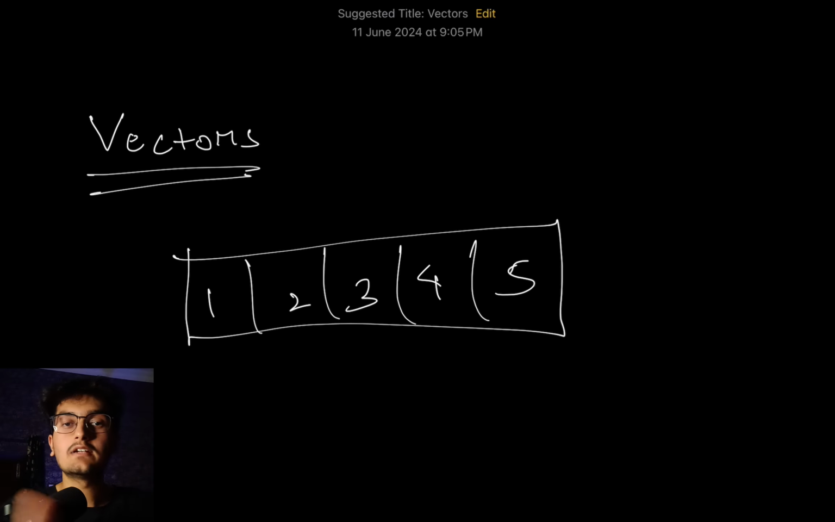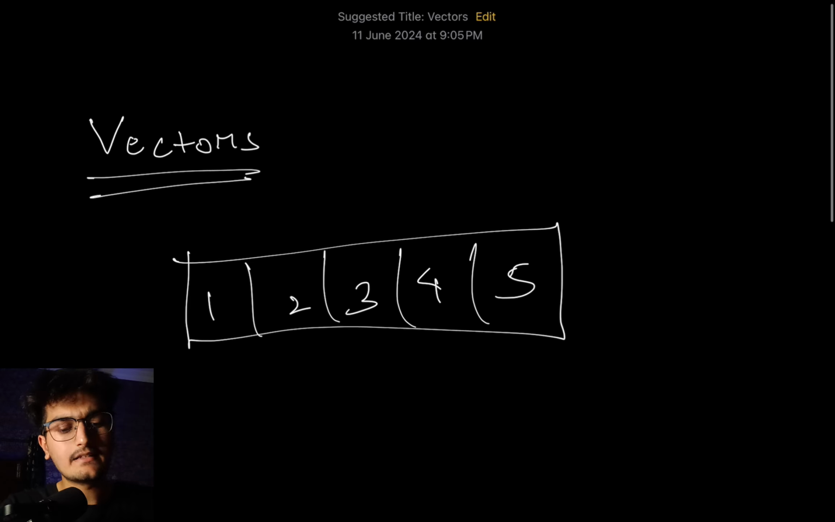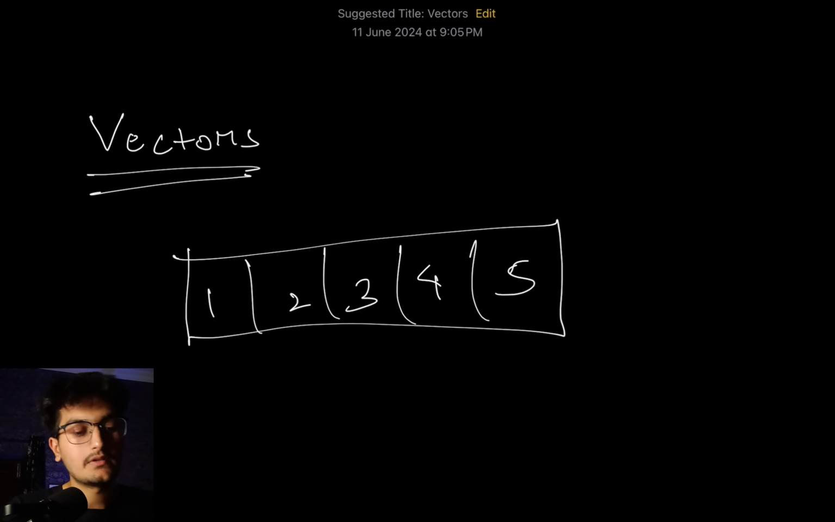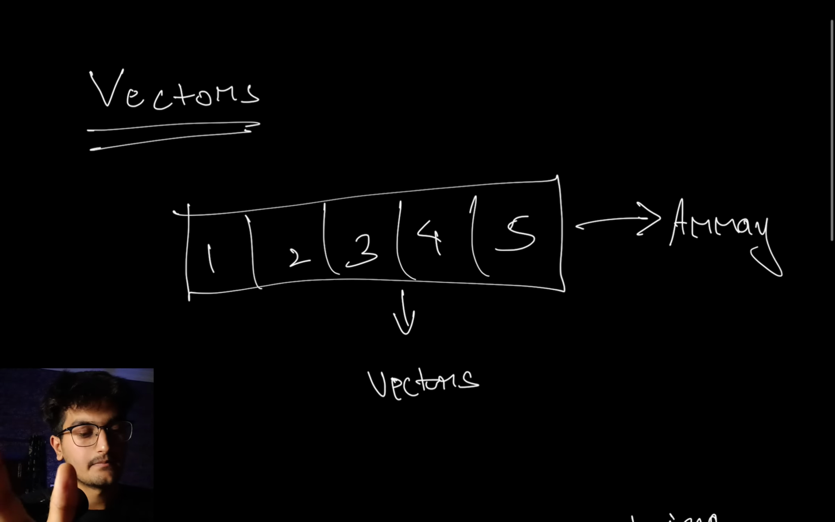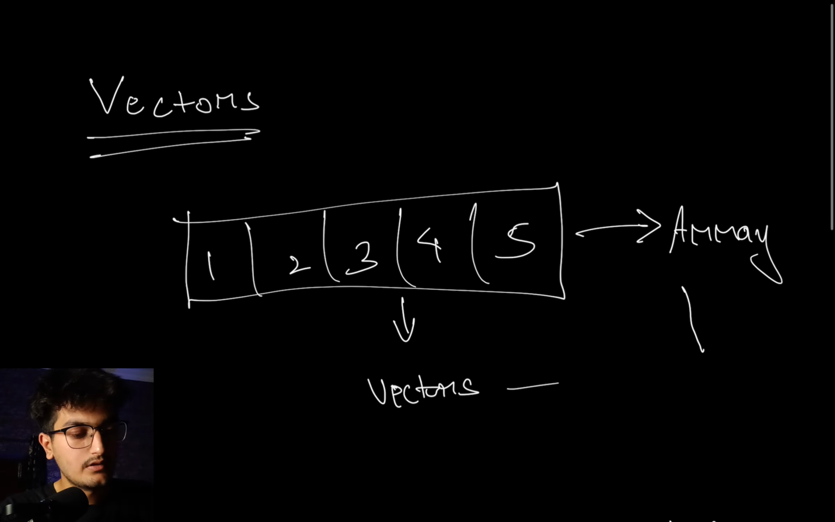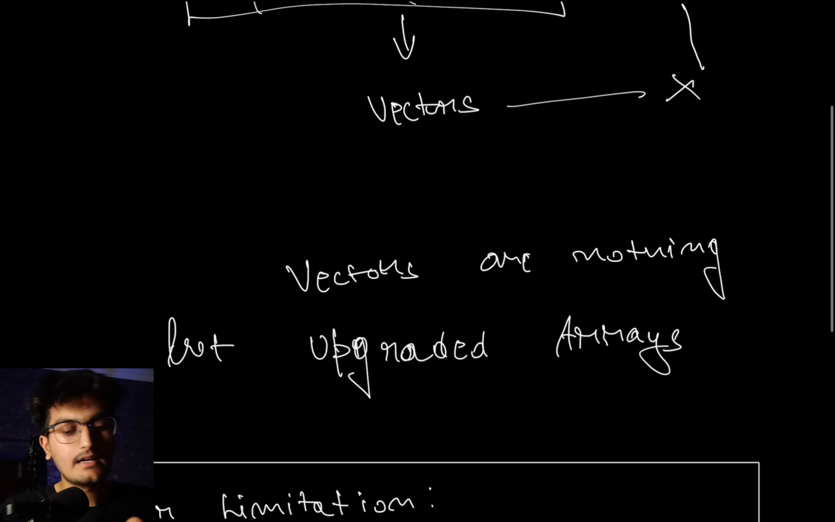So the first thing I would like to talk about is vectors. So what is a vector? See, here is an example of a vector. A vector is basically a container which holds some values. Now you will say that this is an array, and I am saying that it is a vector. So you will ask me, hey Dhruv, are arrays and vectors the same? I will say no, they are not the same. Vectors are nothing but an upgraded form of the array. You can think of it as an array 2.0.